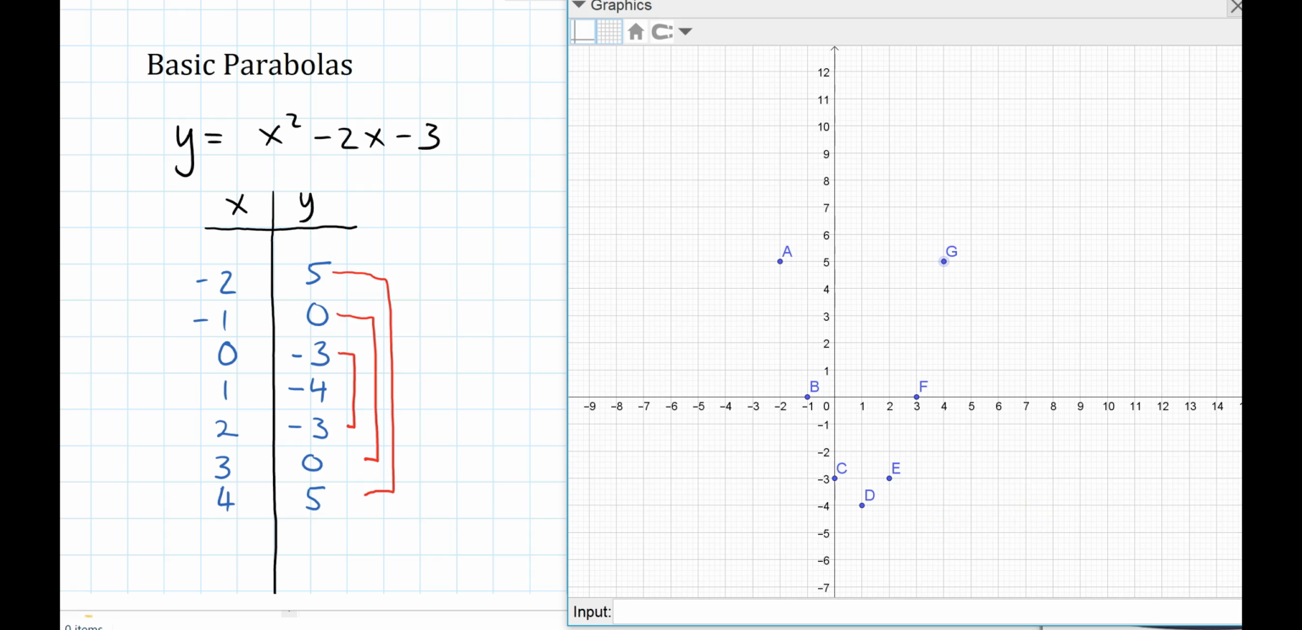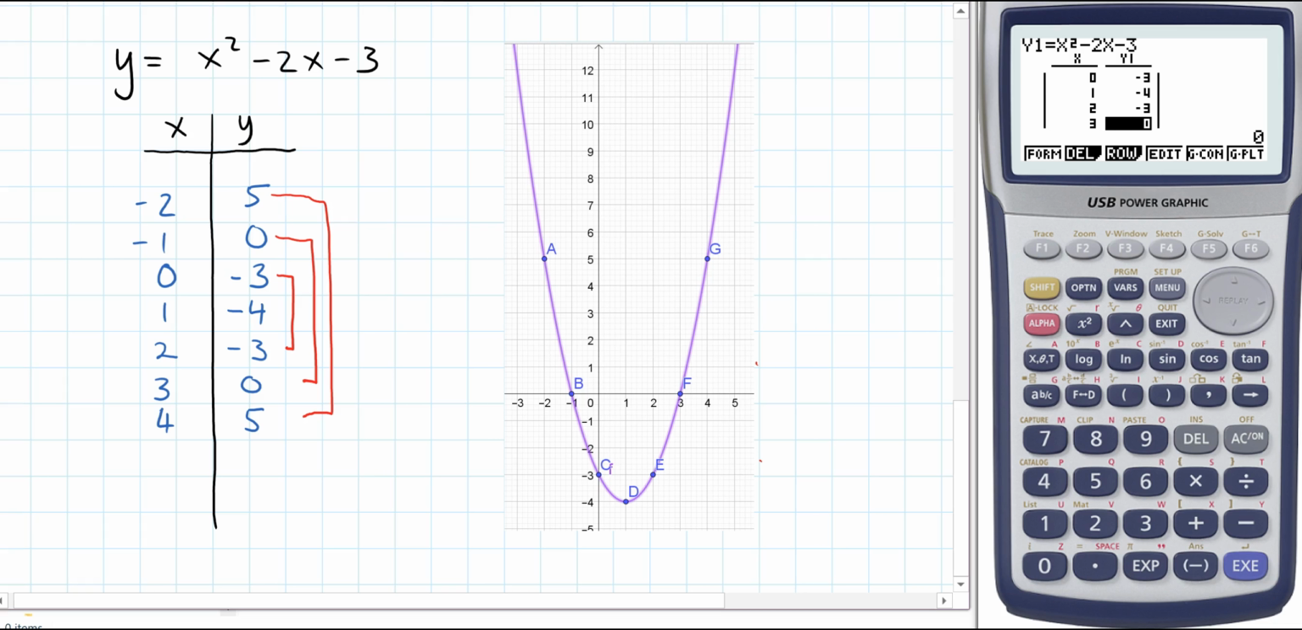And in fact, a line can be drawn through those, and there is the curve of the parabola. So here's our basic parabola. I've just made a copy of that diagram, and we've got this very distinctive U shape, which we always associate with a parabola.